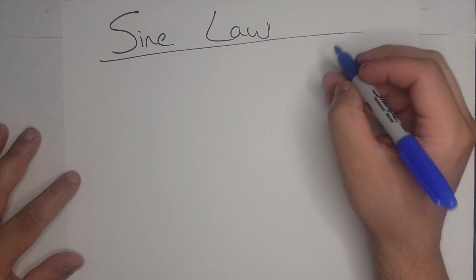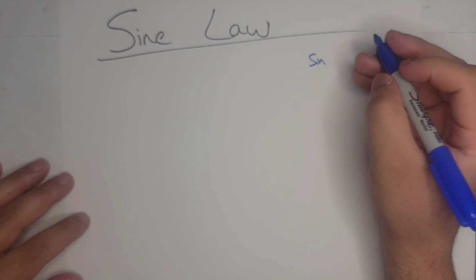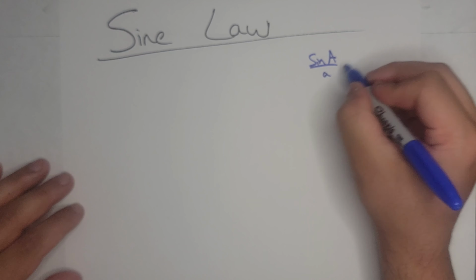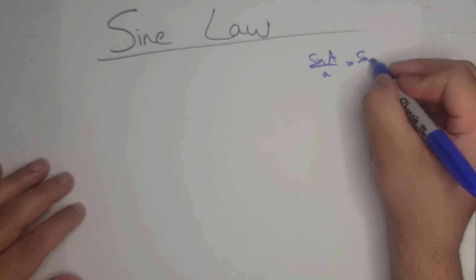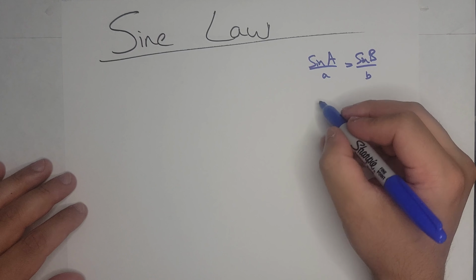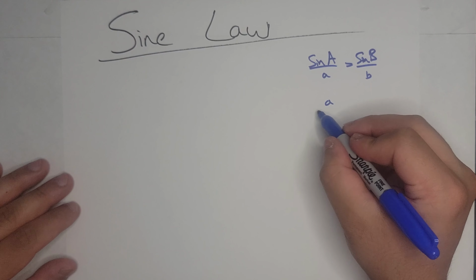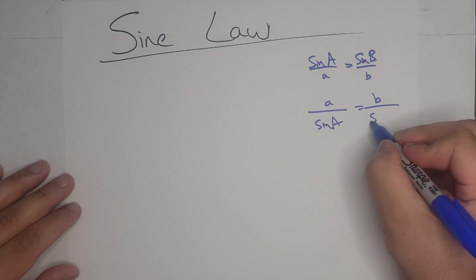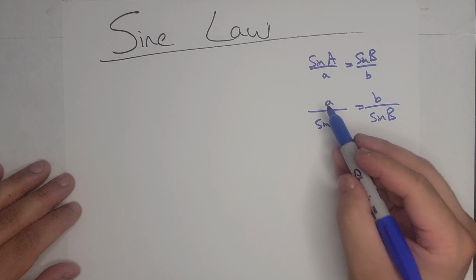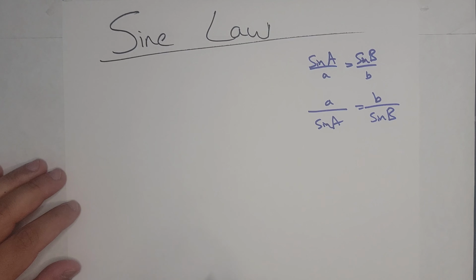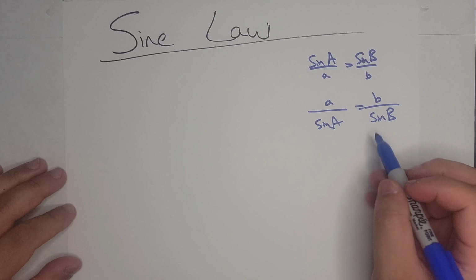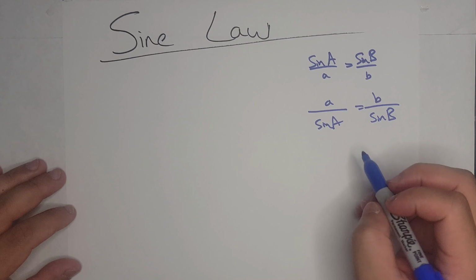Okay, so in this video we're going to be looking at the sine law, more of a refresher. Sine A over a is equal to sine B over b, or even inversely, where the lowercase a and b represent the length of a side, and the uppercase represents the angle.